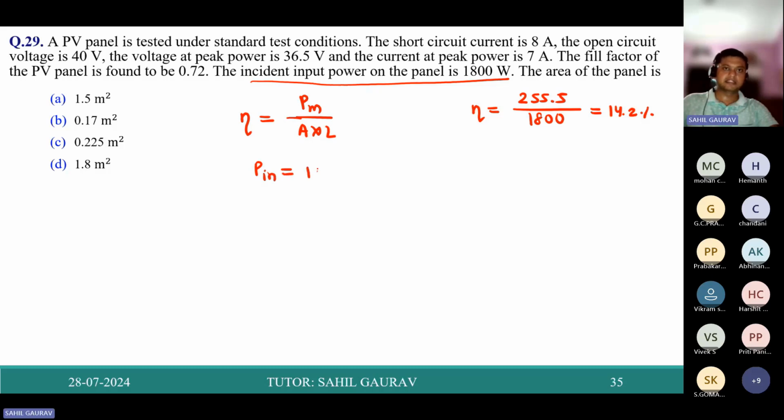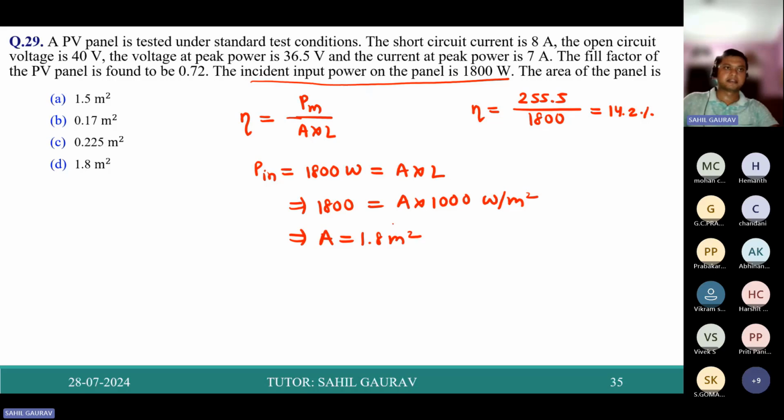There are so many ways you can find the solution for this problem. Since the incident power is given as 1800 watts, you can directly write A into L. So 1800 watt, area is A into 1000 watt per meter square. So you will get directly the answer 1.8 meter square. B is the correct answer. Otherwise, you can also find from the efficiency expression, but there is no need to use this. You can directly use this expression.